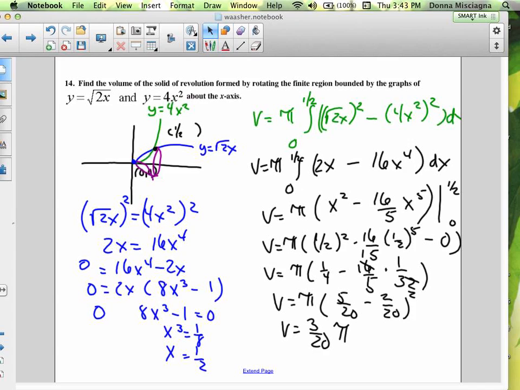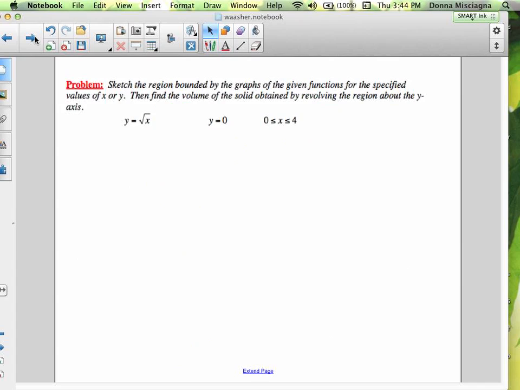All right, so I hope that one was clear. So here's my example, with all the steps for finding the volume of the solid around the x-axis. Let's look at the y-axis now. Sketch the region bound by the graphs of the given functions for the specified values of x or y, then find the volume of the solid obtained by revolving the region about the y-axis.